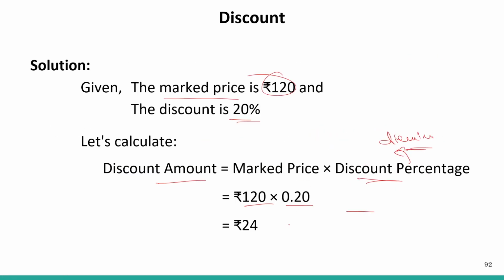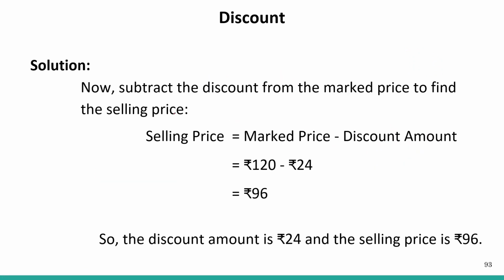So it will be 24 rupees. After subtracting the discount from the mark price, we get the selling price. Selling price is equal to mark price minus discount amount. The discount amount is 24 rupees, so the selling price will be 120 minus 24, which is equal to 96 rupees.